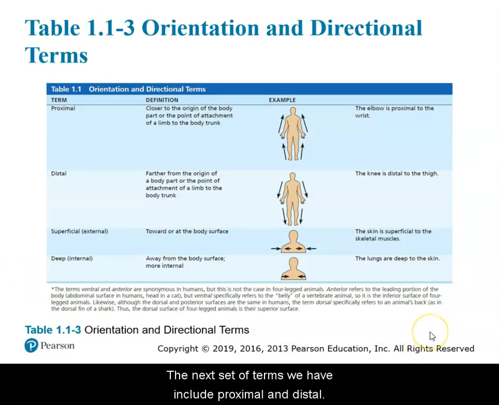The next set of terms we have include proximal and distal. When we talk about proximal and distal, we talk about points of attachment or points of reference. So proximal means closer to the origin of the body part or closer to the point of attachment of a limb to the body trunk. If we're looking at the upper limb, for example, in reference to the point of attachment of the upper limb, the elbow would be more proximal compared to the wrist.